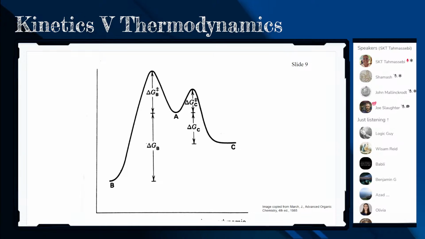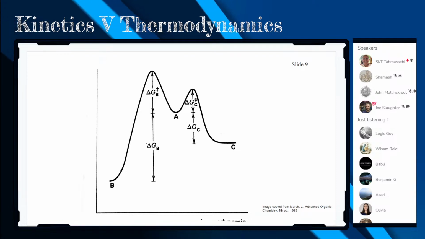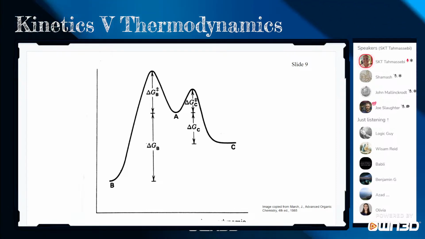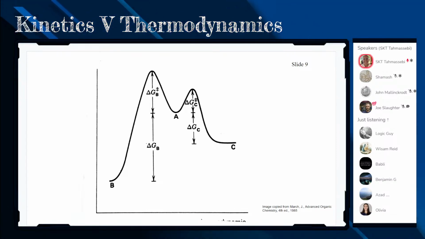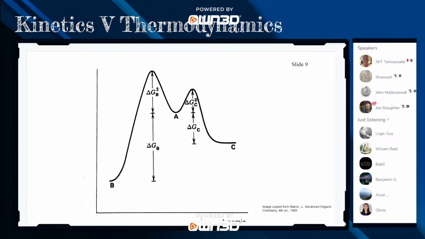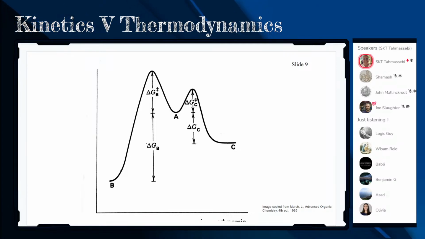However, if delta G double dagger in the reverse and delta G double dagger B are both energetically accessible, then over time we'll see C converts back to A, then A converts to B. It goes back and forth between A, B, and C. But since B is a much lower energy state, the majority of the products end up in B. So C is the kinetic product, B is the thermodynamic product.